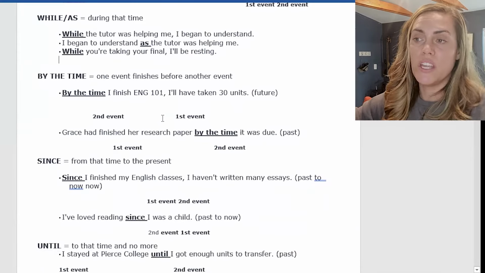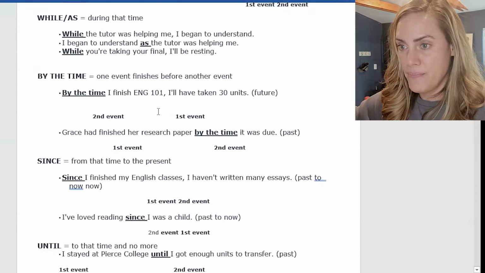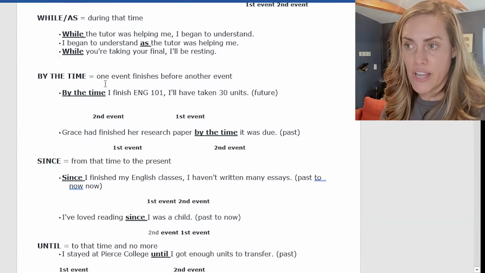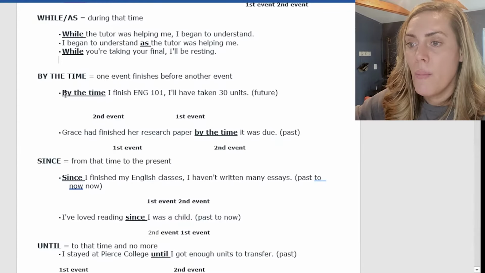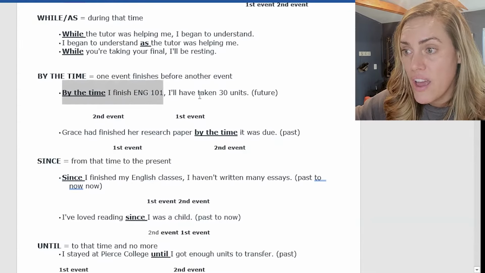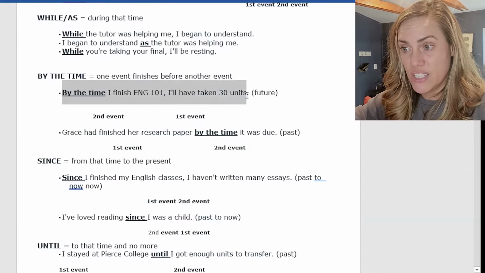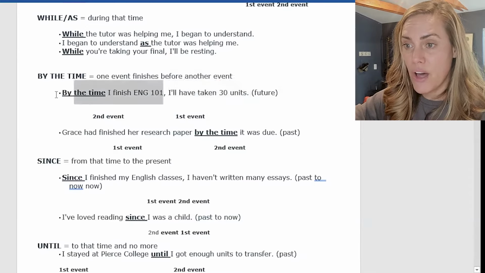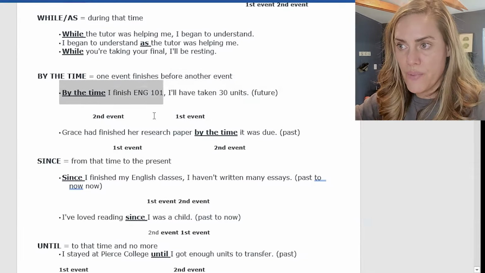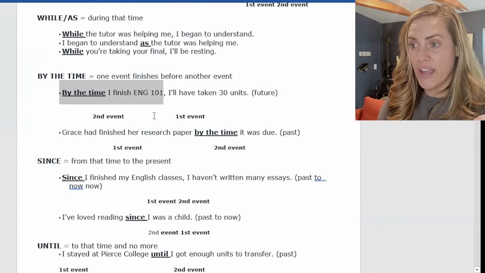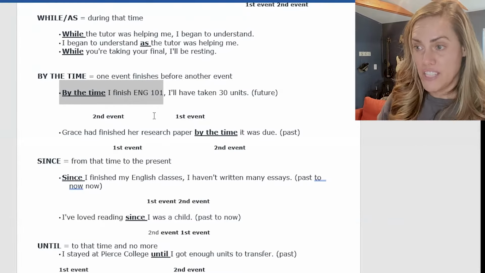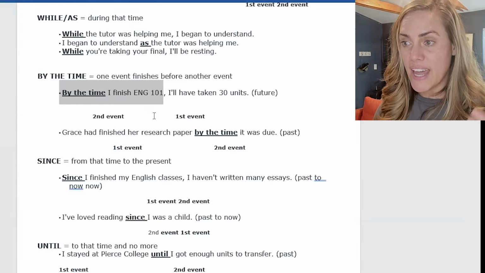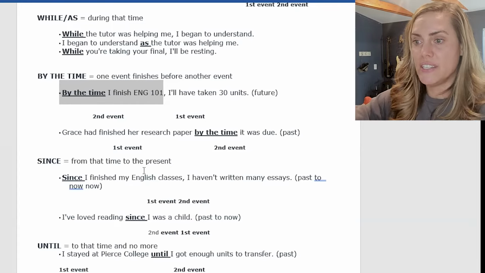Another time word that we can use for adverb clauses is by the time. So what does that mean? That means one thing happens before another thing happens or before another time period. So here's an example. By the time I finish English 101, I will have taken 30 units. So the first thing that'll happen is I'll take 30 units. And then the second thing that will happen is I'll finish English 101, okay? And I can rewrite that any way. I can say, I will have taken 30 units by the time I finish English 101. And if I do it like that, I just don't need a comma. That's the only difference, okay?